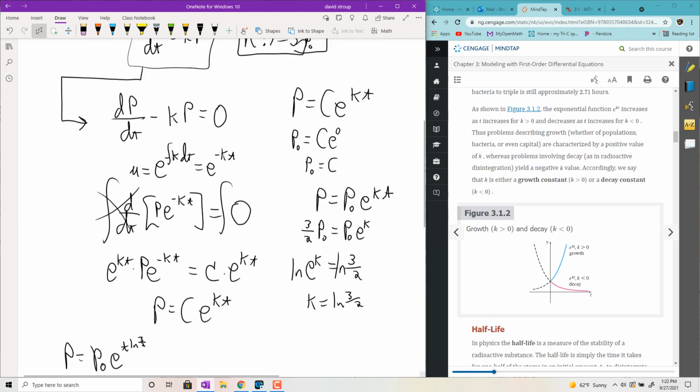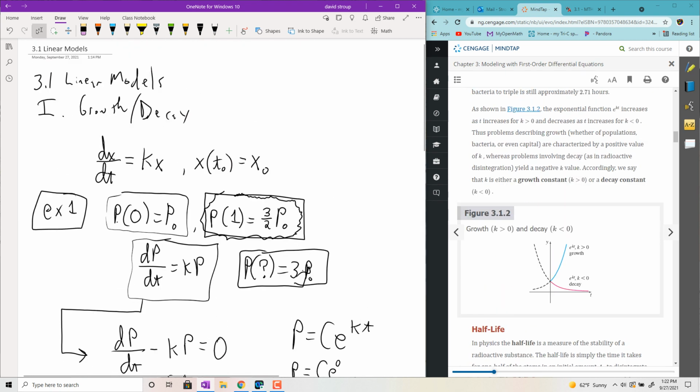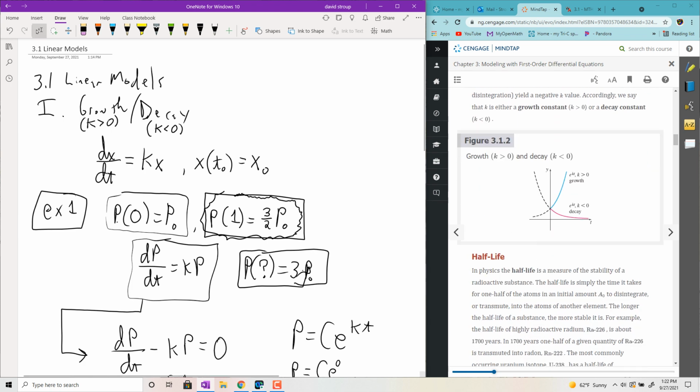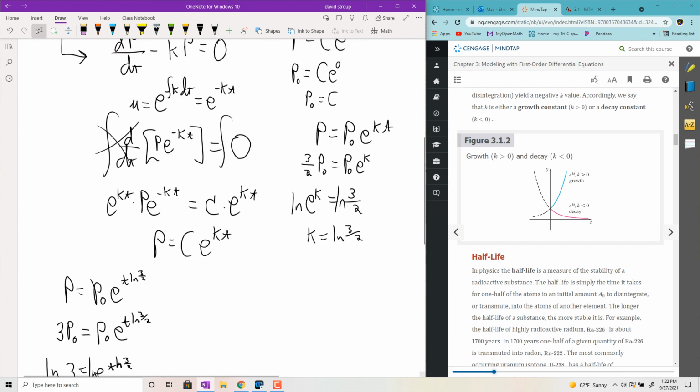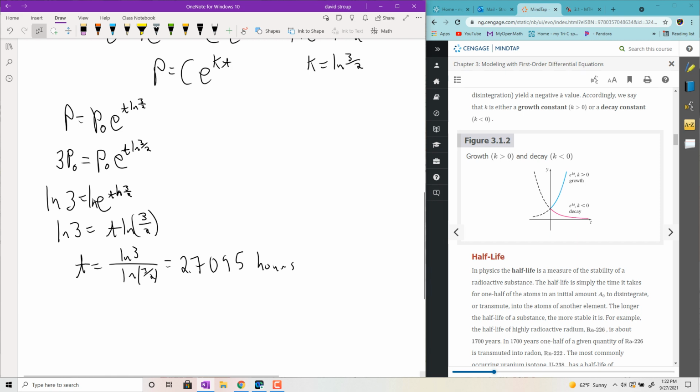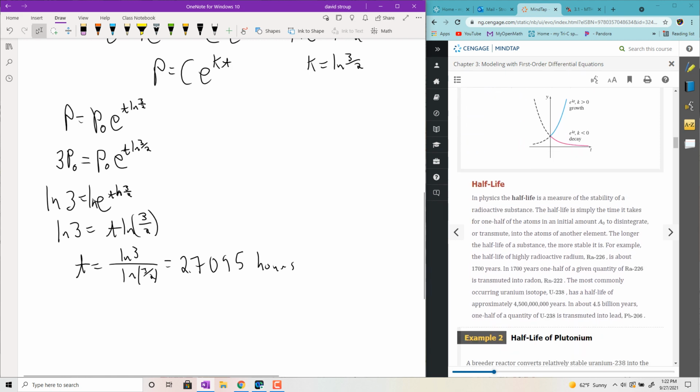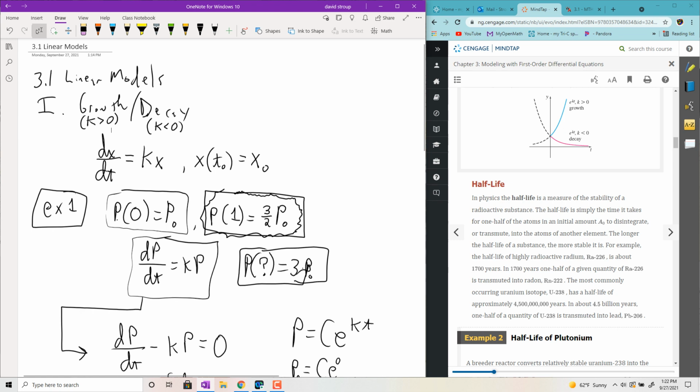They note here that if you have a k value that's negative, you'll have decay. So for decay, the k value is less than 0. For growth, the k value is greater than 0. Okay. So this problem, example 1, was an example of growth, population growth. From there, they're going to go into radioactive decay and start talking about half-life. That is when the k value is negative.